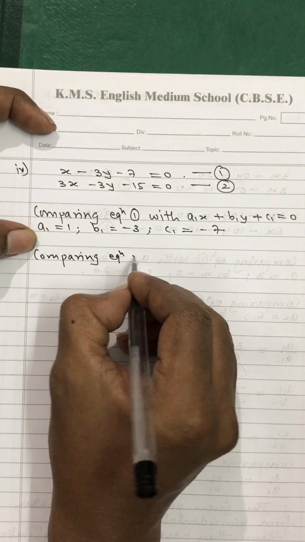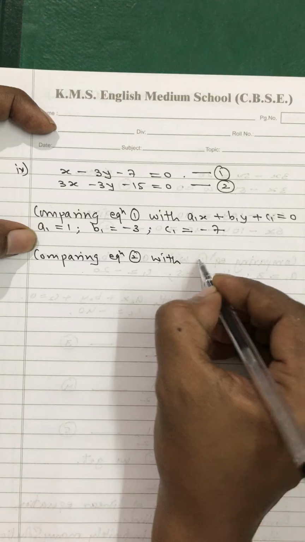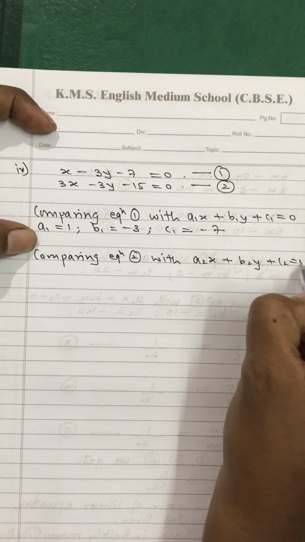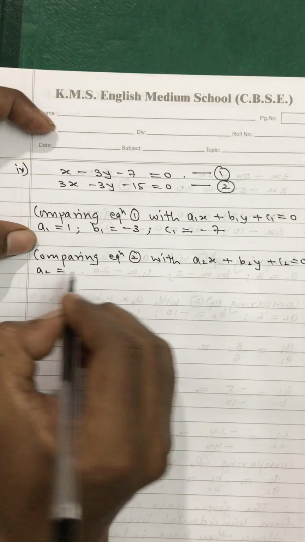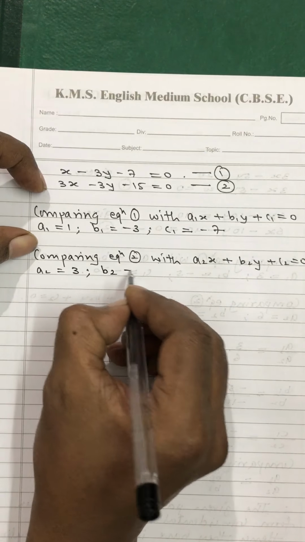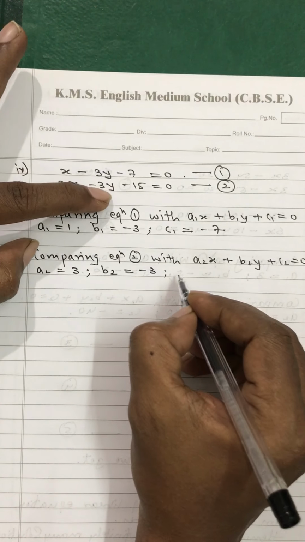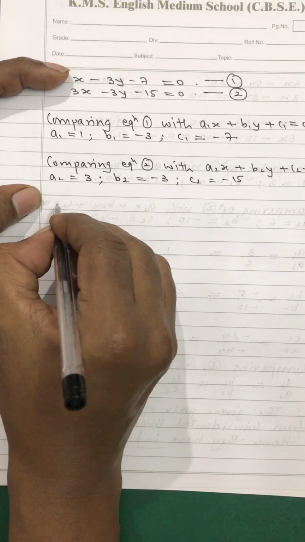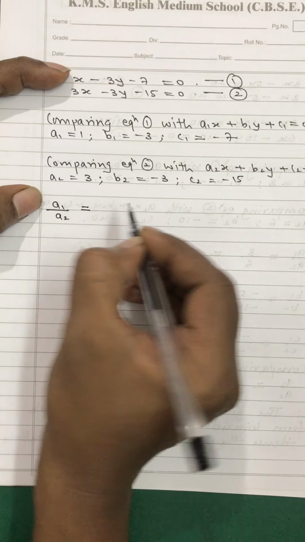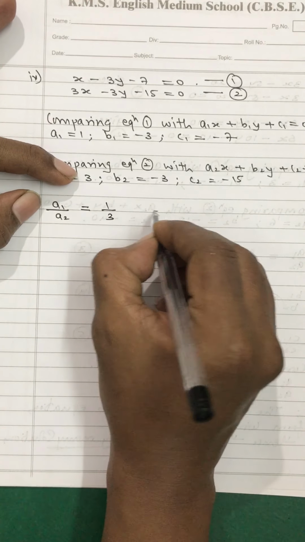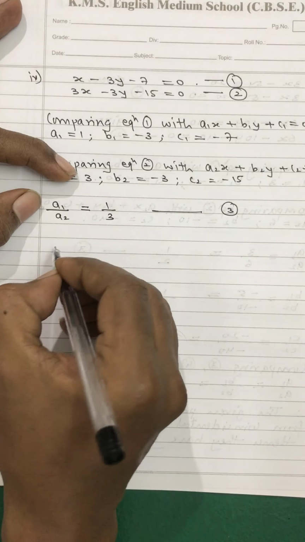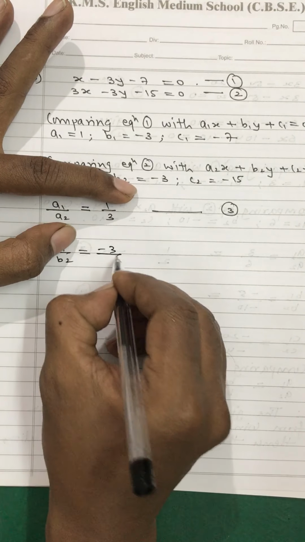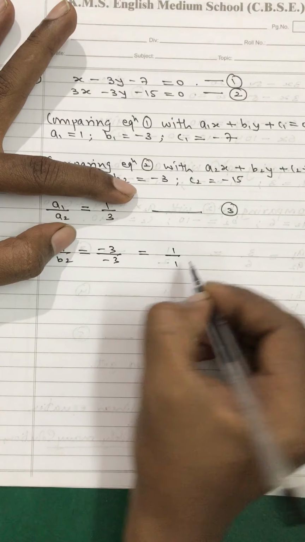Comparing equation 2 with a2x plus b2y plus c2 is equal to 0, a2 is equal to 3, b2 is equal to minus 3, c2 is equal to minus 15. So going forward, a1 upon a2 is equal to 1 upon 3. This will be your equation 3. And I get b1 upon b2 is equal to minus 3 upon minus 3. That will be equal to 1 upon 1.